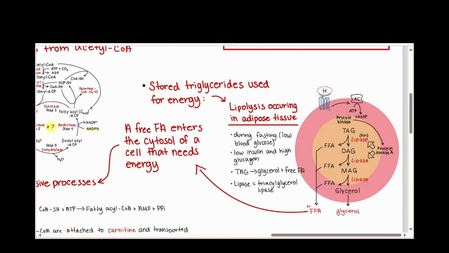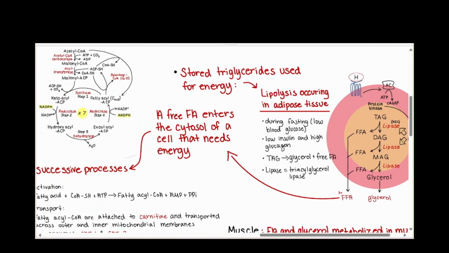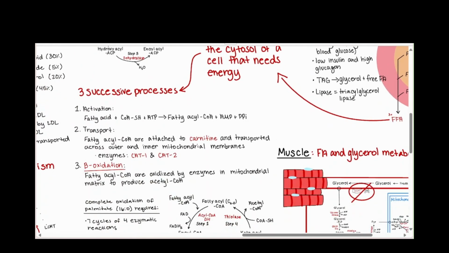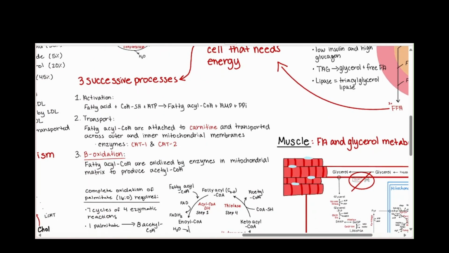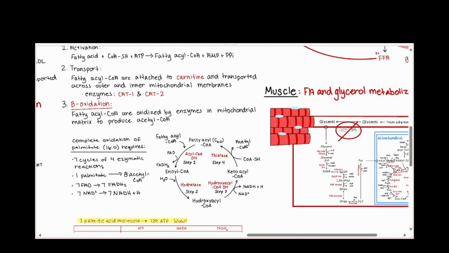In adipose tissue, triacylglycerol is converted to glycerol and free fatty acids. These free fatty acids enter the cytosol of energy-demanding cells, going through activation, transport, and beta oxidation. In beta oxidation, a 7-cycle process converts fatty acids like palmitate into acetyl-CoA, FADH2, and NADH, producing a significant amount of ATP through subsequent citric acid processing.